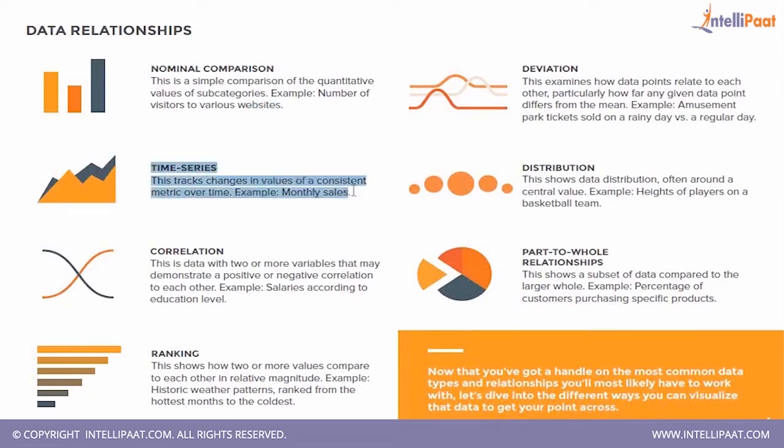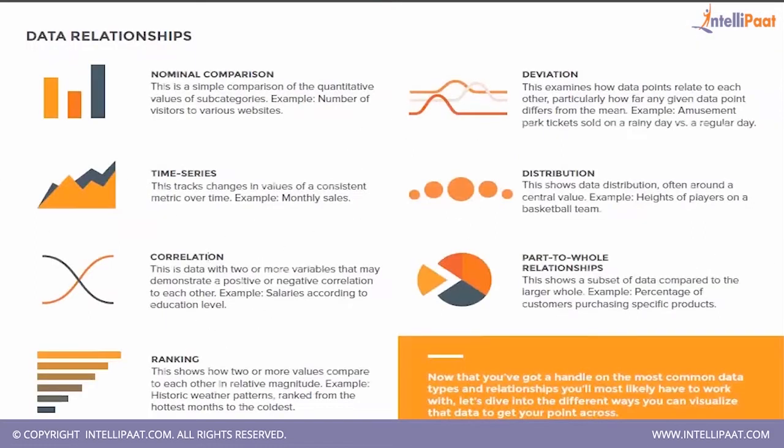Okay, time series, again a typical trend line. We already discussed this. It's a line chart. You're trying to plot monthly sales. The x-axis is your months, the y-axis is your sales. Correlation, same thing we discussed here. This is correlation for you. Okay, scatter chart. Ranking, again, it is typically a bar chart.